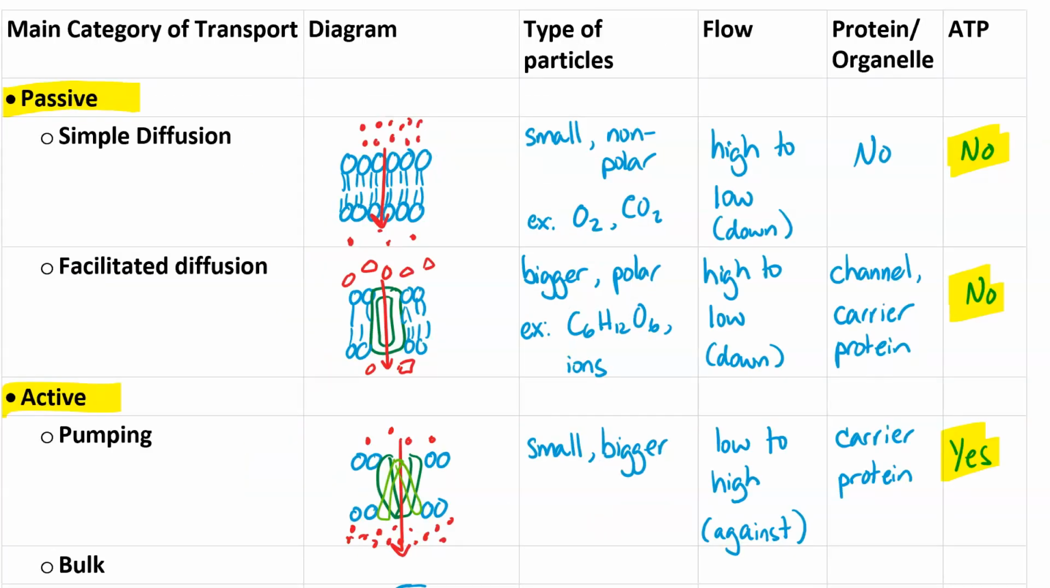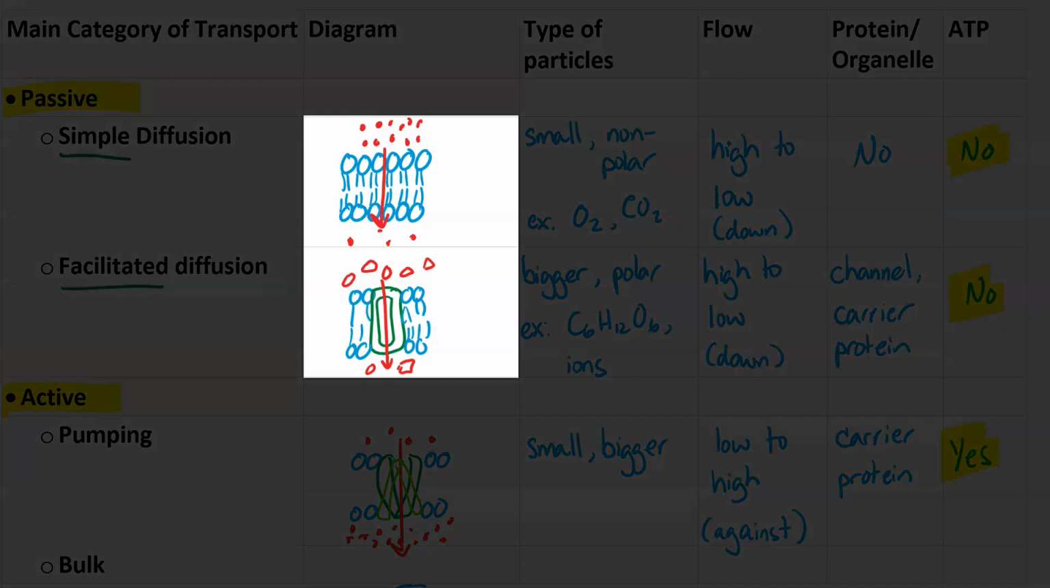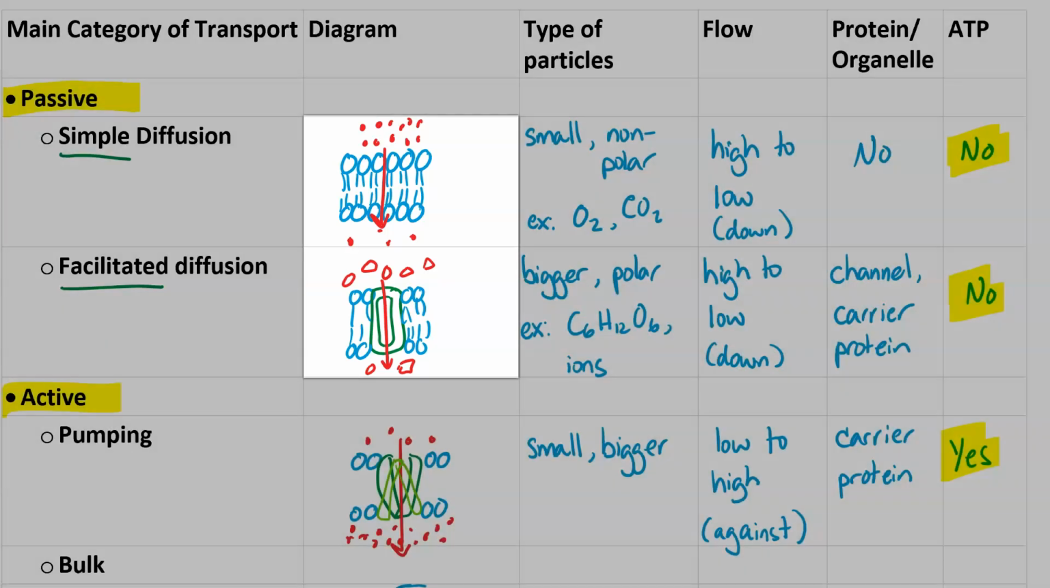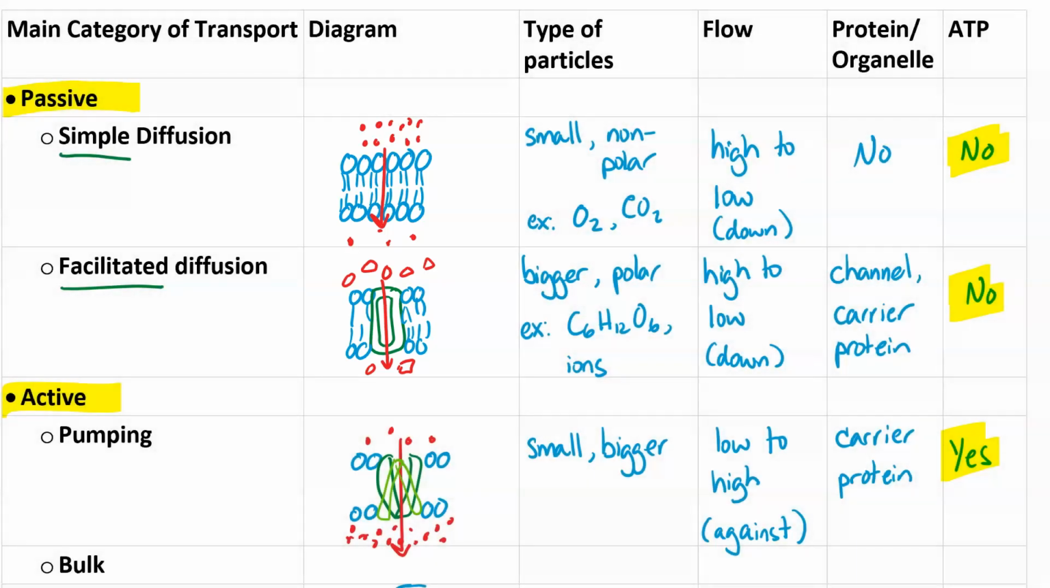Within passive transport, you have simple diffusion and facilitated diffusion. Both are types of diffusion. That means in both cases, particles will be going from a high to a low concentration. They will be going down the concentration gradient. The difference is, with facilitated diffusion, you're moving bigger or polar, which means charged particles.